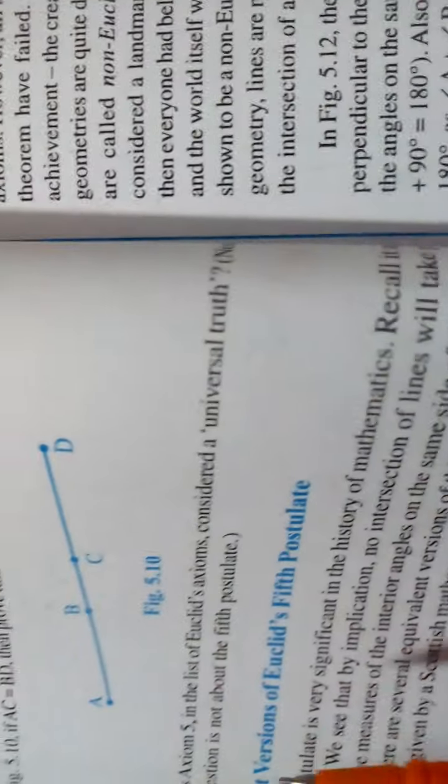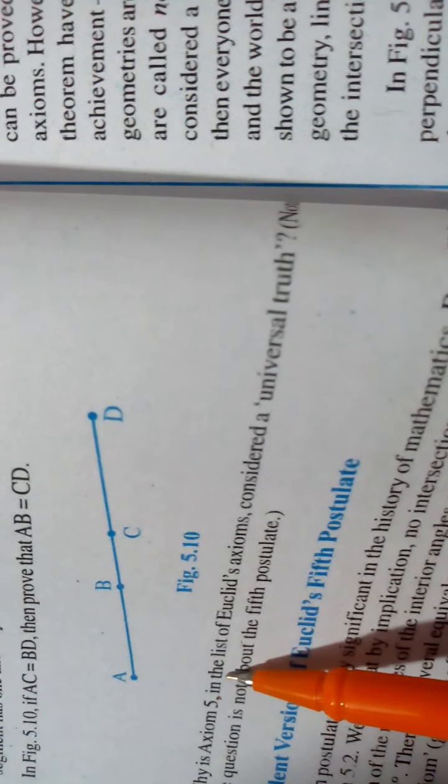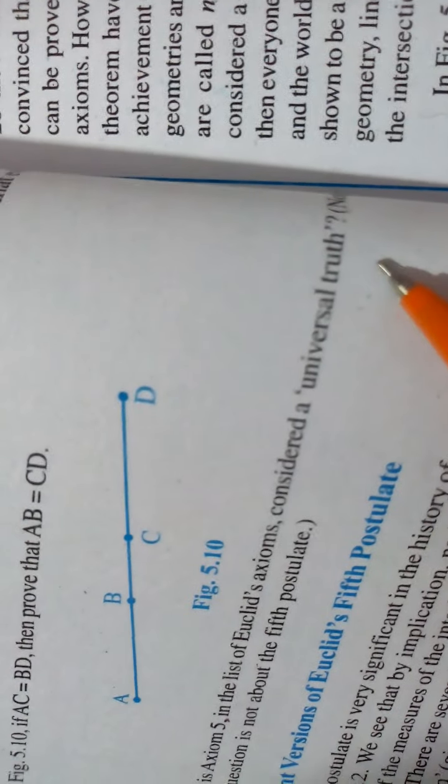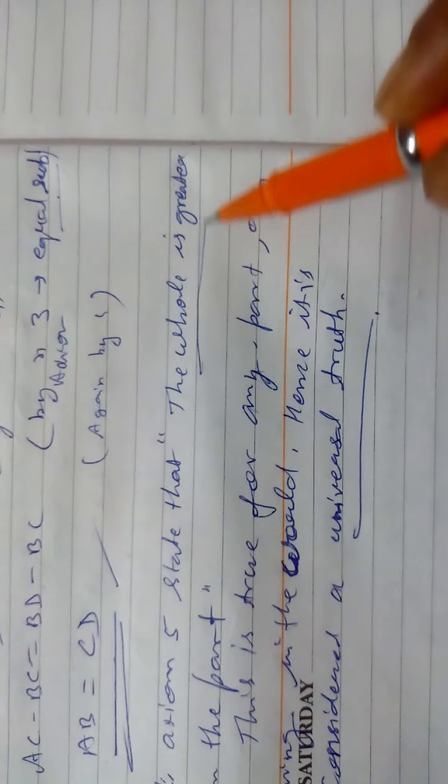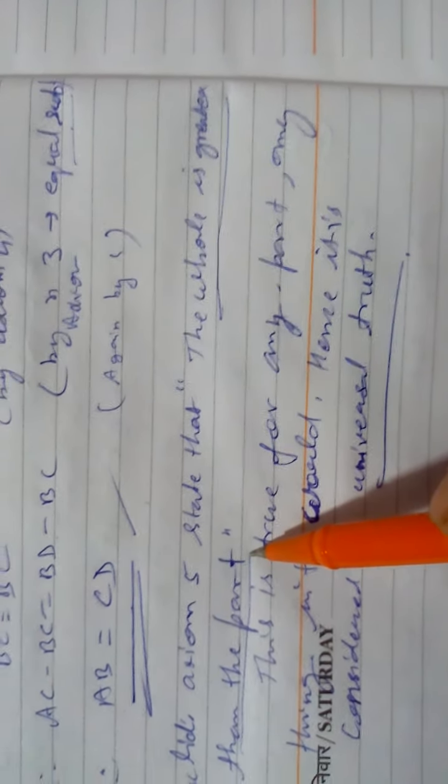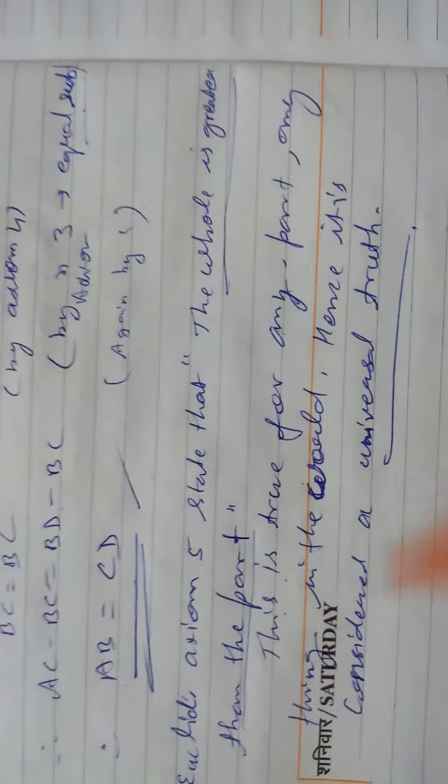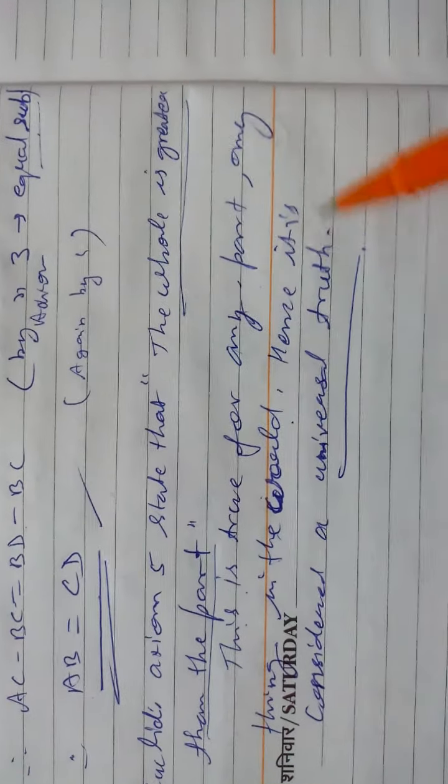The 7th question is a very good question. What is axiom 5? List Euclid's axioms, which are considered universal truths, not postulates. Euclid's 5th axiom states that the whole is greater than the part. I have told you it is a universal truth because it is true for any part and anything in the world. Hence it is considered a universal truth.